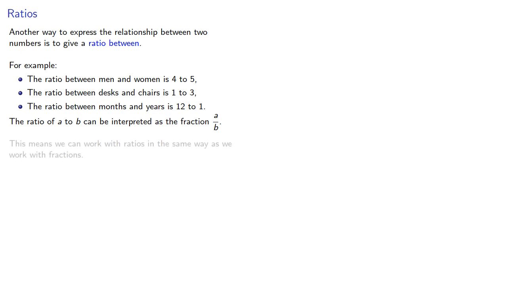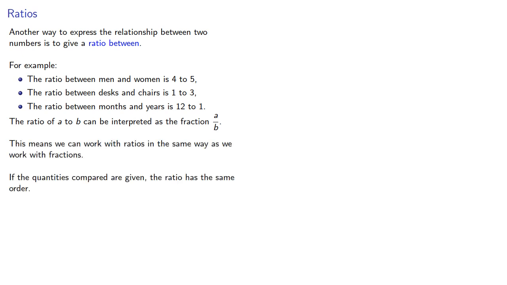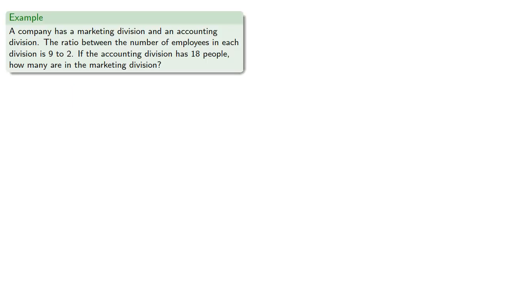This means we can work with ratios in the same way we work with fractions. If the quantities compared are given, the ratio has the same order. For example, suppose a company has a marketing division and an accounting division. The ratio between the number of employees in each division is 9 to 2. If the accounting division has 18 people, how many are in the marketing division?